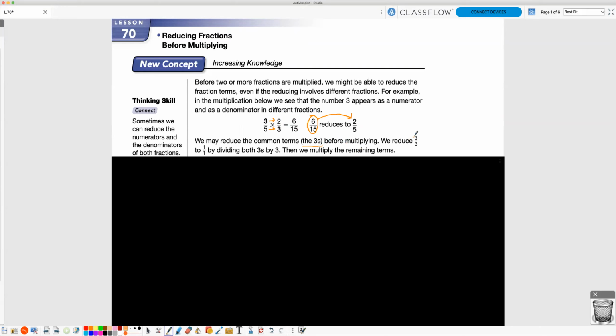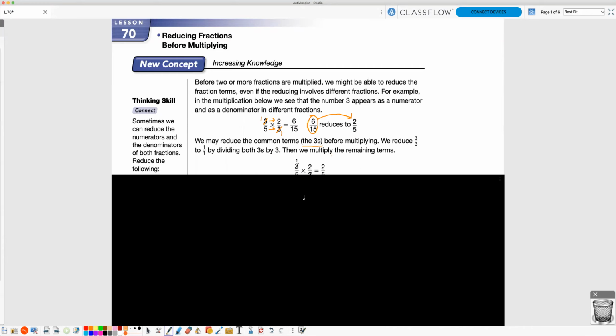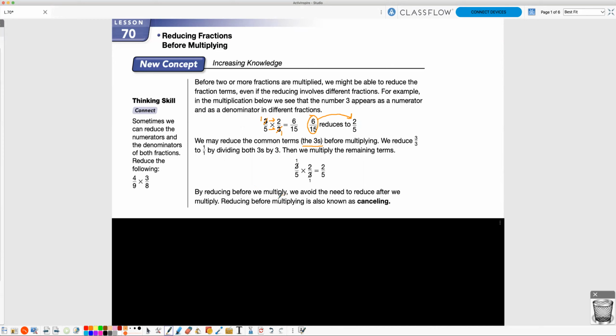We reduce 3/3 to 1 over 1 by dividing both 3's by 3. If this was 3 divided by 3, you'd get 1, and 3 divided by 3, you'd get 1. Recognize then that you have 1 times 2, which equals 2, and 5 times 1, which equals 5. By reducing before we multiply, we can avoid the need to reduce after we multiply. Reducing before multiplying is also known as canceling.